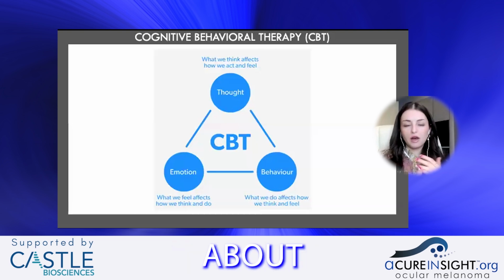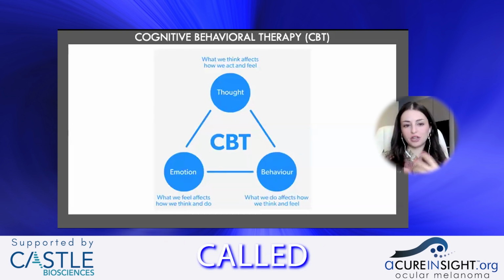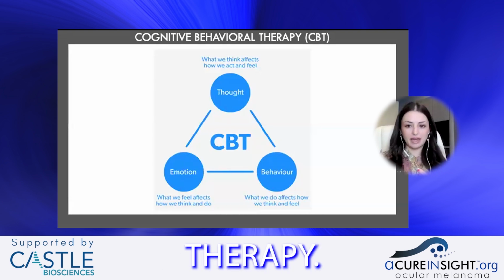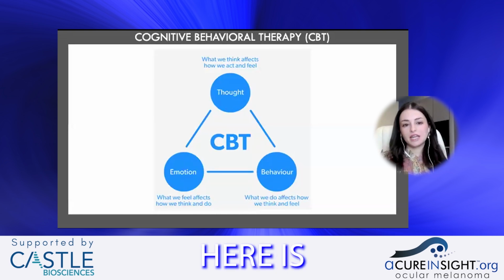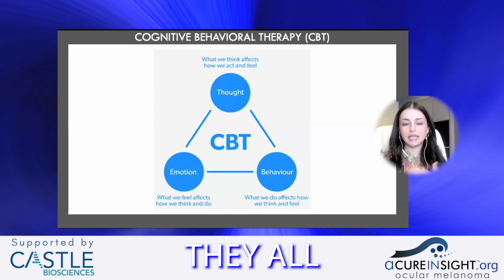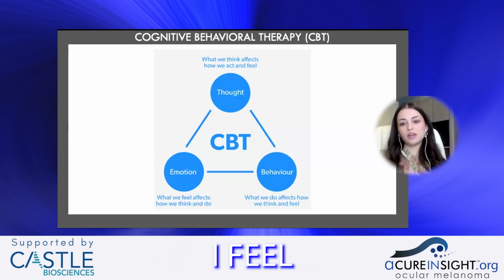So, first, we'll talk about something called cognitive behavioral therapy. And this diagram here is called the cognitive triangle, which is essentially the basis of this therapy. And so the idea here is that our thoughts, our behaviors, our emotions, they're all interconnected. They all affect one another. So the way I think affects how I feel, the way I feel affects how I behave, etc.